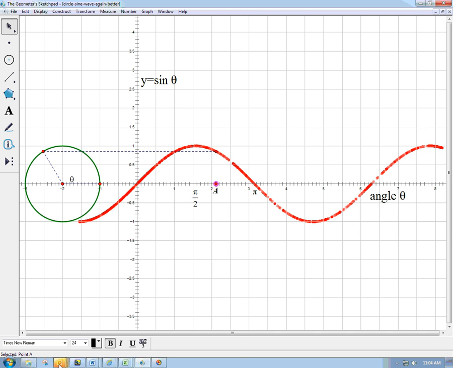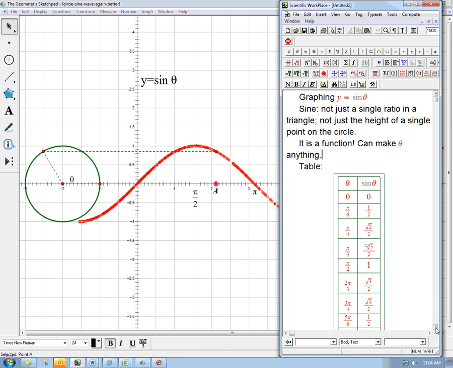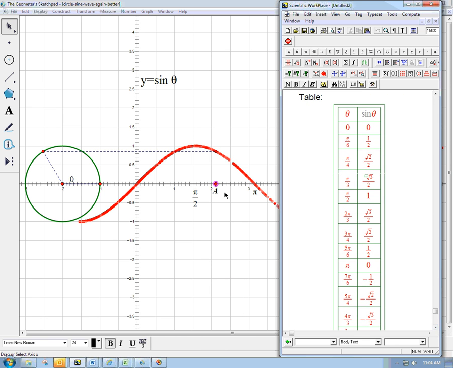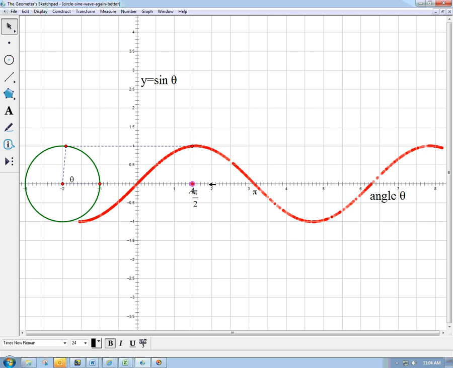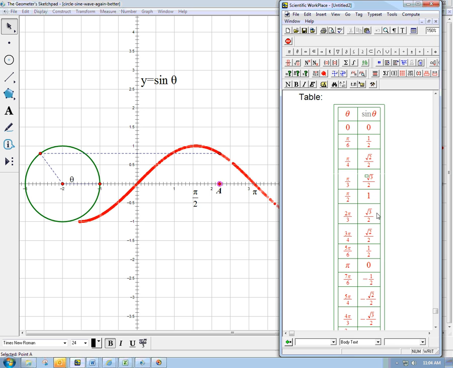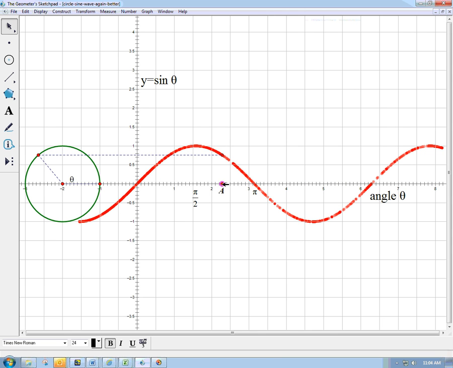If we wanted to be really careful, let's go back to the table and check a few more table values. I can't see them both at once, and I don't think I want to minimize that, so let's just look at it. 3 pi over 4 is about 9/4, 2 1/4. That's about where I am right now. It should be root 2 over 2, which is about 0.7. Let's make that look like a roughly 45-degree angle. So that's about 9/4, roughly. That's 3 pi over 4, and here we are at about 0.7.